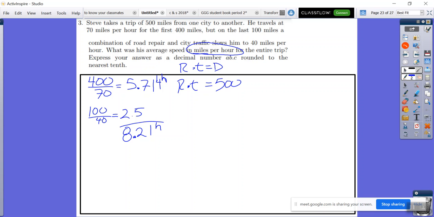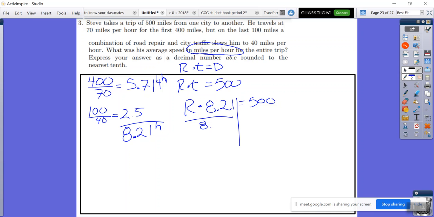And I'm assuming you just added those together, right? Yeah. Okay, so is 8.21 a rate or a time? Time. It's a time, okay. So we know that rate times 8.21 is equal to 500. All right, so what's my next step? If you divide 500 by 8.21, then you get what the rate is. Okay, so divide both sides.